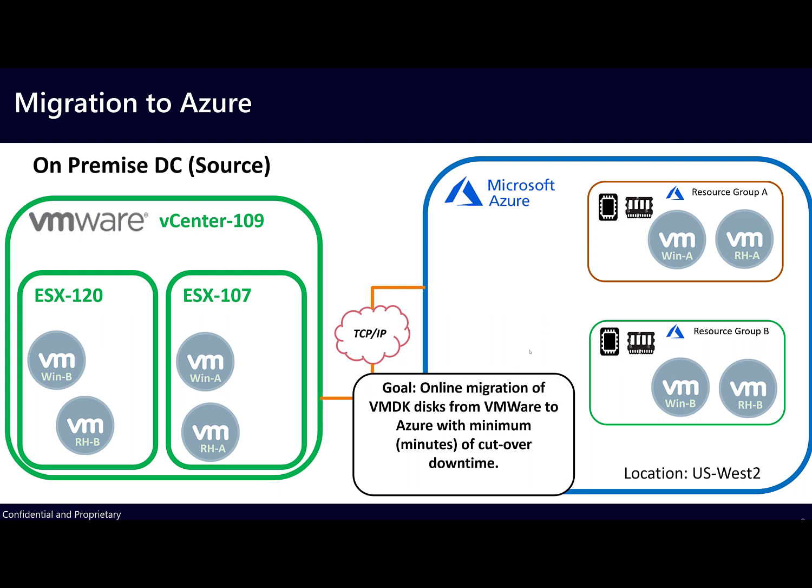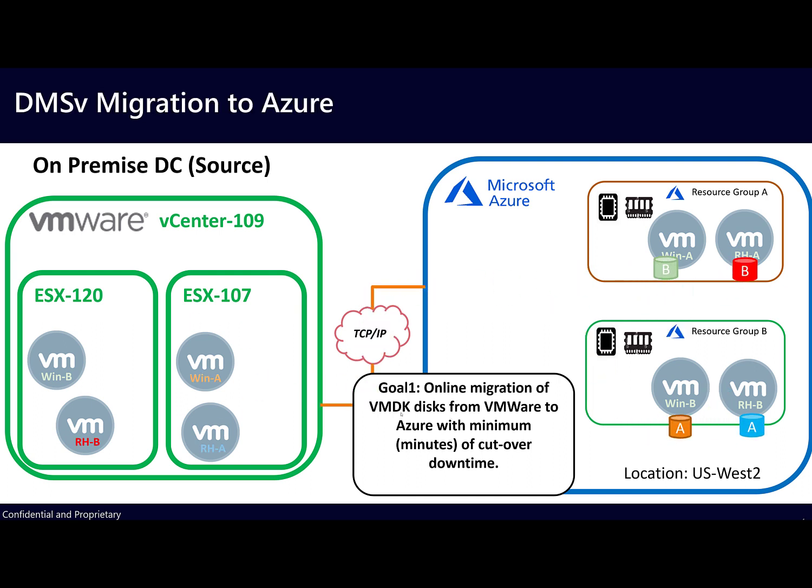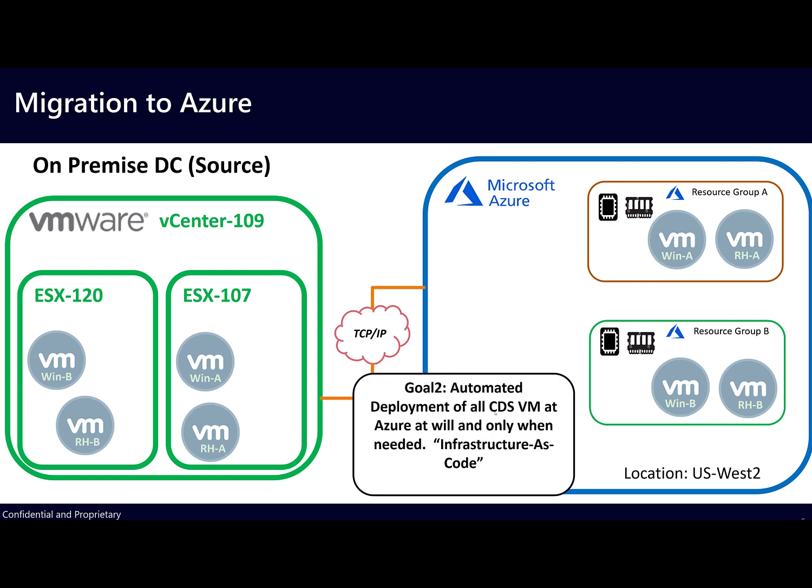So here is the environment where on the left hand side is on-prem in the local data center, through TCP/IP connected to Microsoft Azure in the cloud. And for this demo, we're going to use one of the many locations of Azure, which is the US-West 2 location. There are two goals. Goal number one is to basically provide the online migration. Boom, everything just goes from A to B, and that's it. Okay, with minimum downtime. And then secondly, you want to automate everything, right?